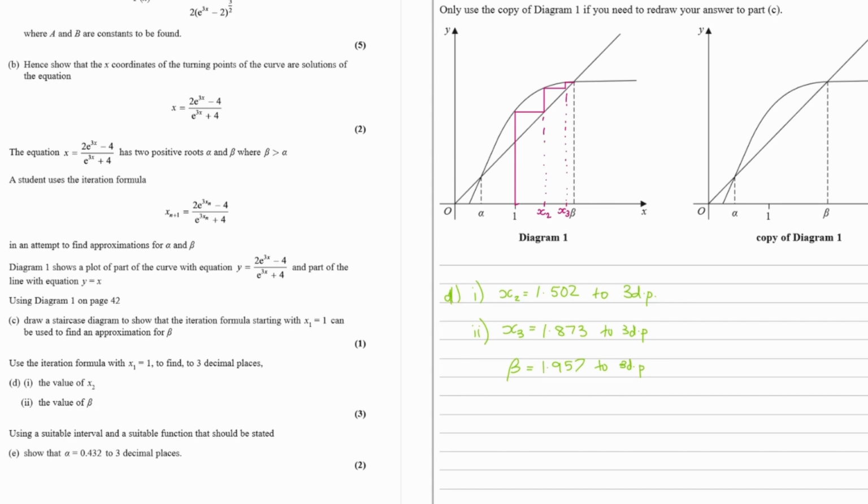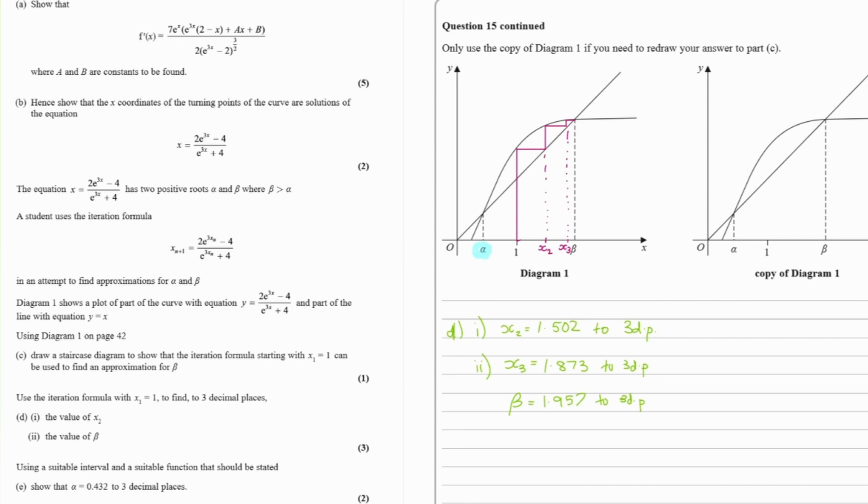The next part says, using a suitable interval and a suitable function that should be stated, E, show that alpha is equal to 0.432 to 3 decimal places, which means that we need to equate this function here equal to 0. However, we saw also in part B that our denominator here cannot be 0, and also e to the power x cannot be 0. So the part that we are going to equate to 0 is going to be the same part we used in part B, which is this part of the equation here.